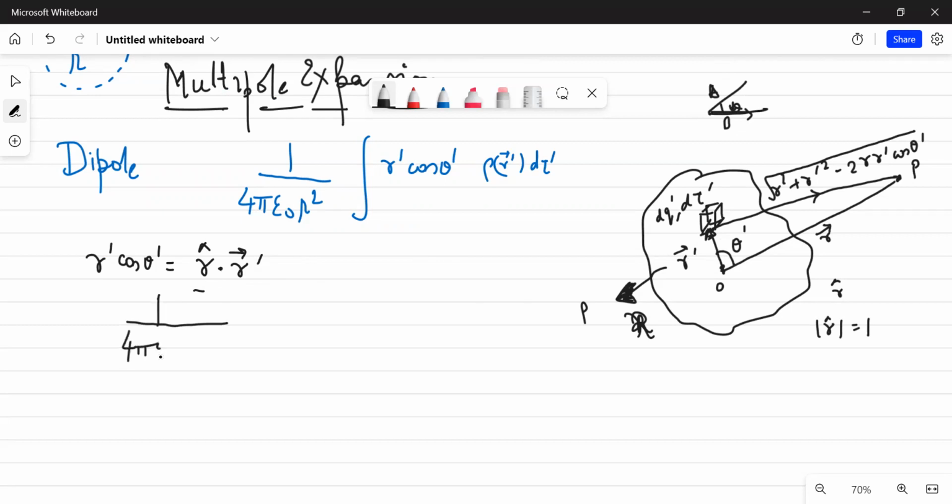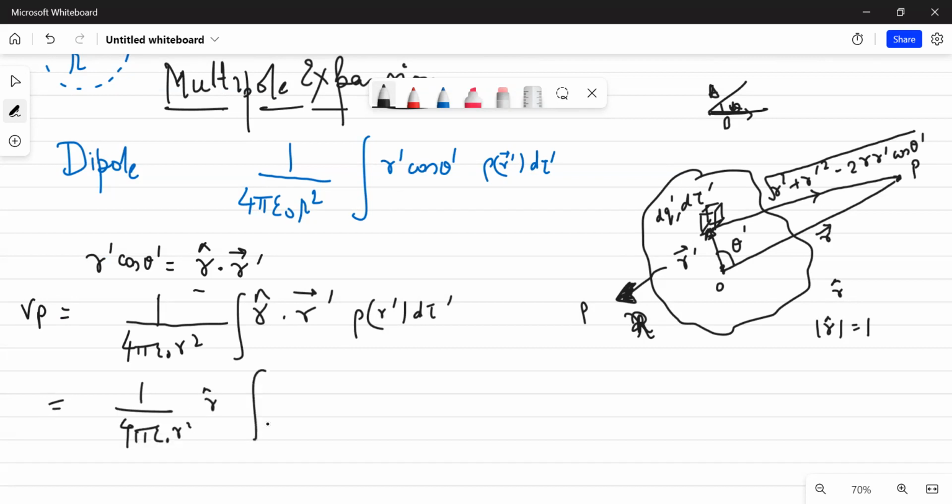So this is 1 upon 4 pi epsilon naught r square. So what I'm writing is the potential due to dipole, and this particular thing I'll write as r cap dot r vector dash, and then you have rho r dash, and then d tau dash. Is that clear? And this is your integration. Because this is r cap, and the integration is over the primed coordinate, I'll take this out. This is 1 upon 4 pi epsilon naught r square, then you have this r cap, and this particular quantity will be the dot product r dash, rho r dash, and d tau dash. Is that clear?